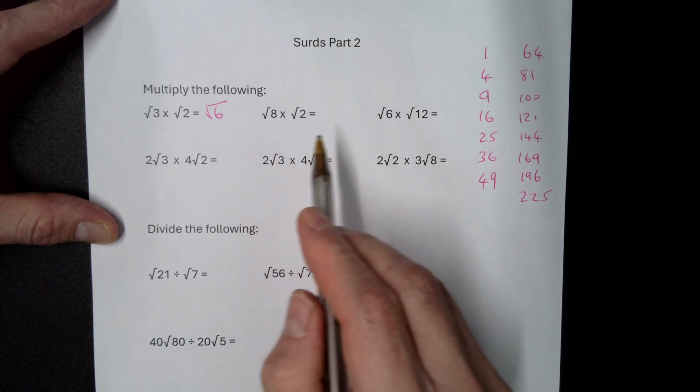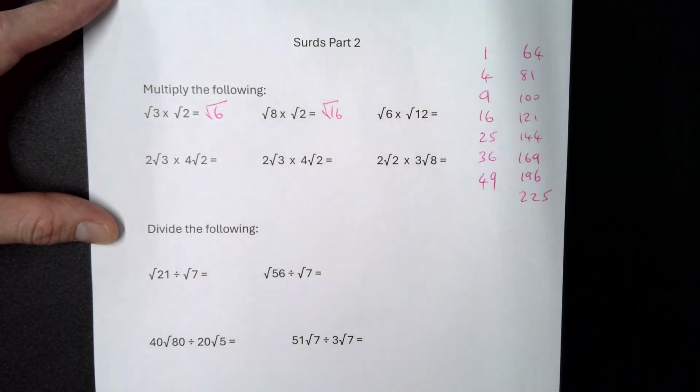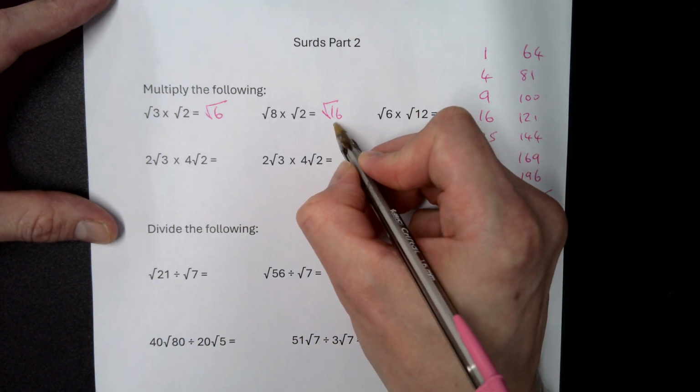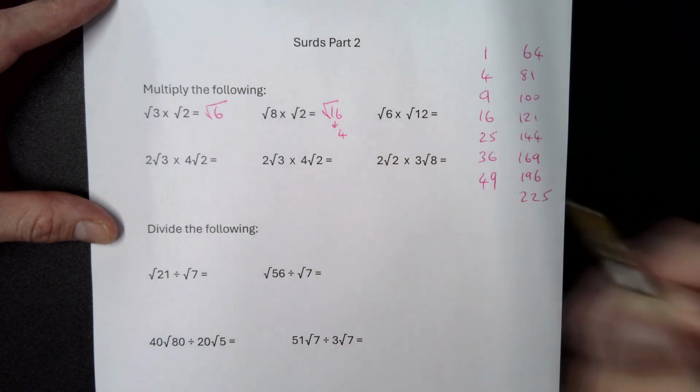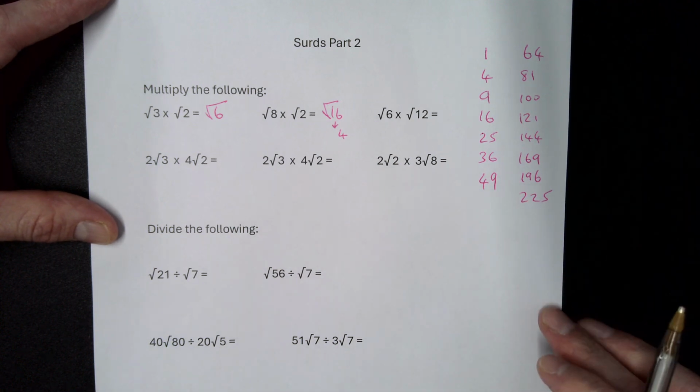Okay, now root 8 times root 2 gives you root 16. We can see there root 16 is a square number, so the square root of 16 just gives you 4. Alright, as a whole number, no square root in front.